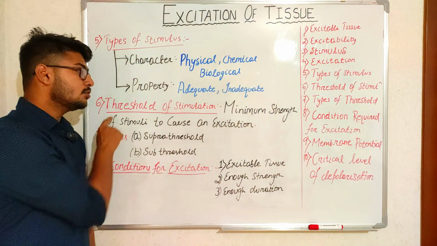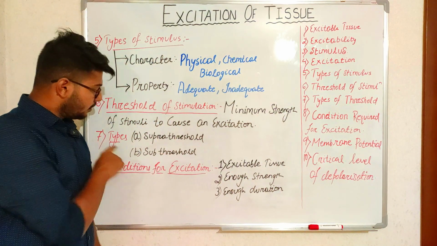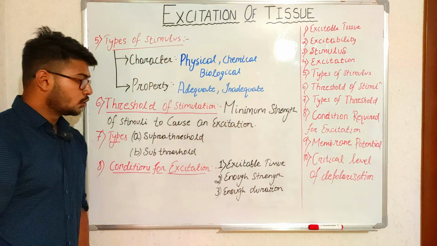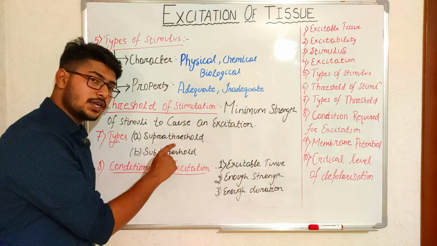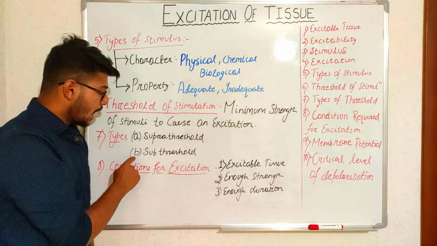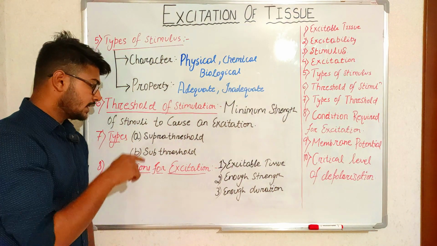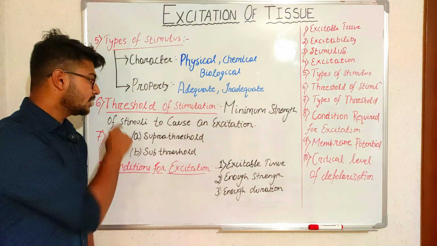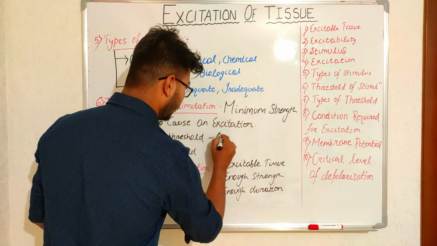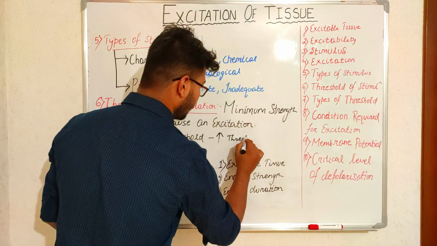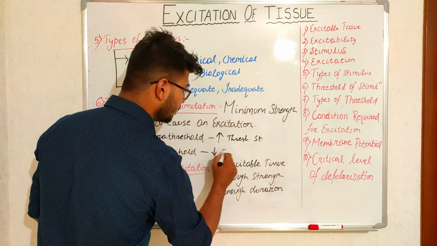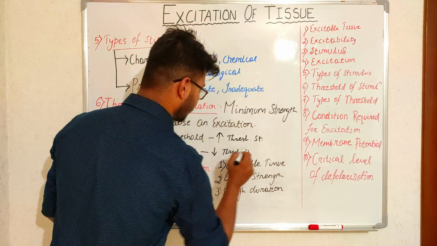Okay, then what are the types of threshold of stimulation? Listen, if the energy or the strength of the stimuli is present, then there are two more types of threshold. Supra threshold is higher than the minimum threshold of stimulation, so the strength will be greater. In sub threshold, the energy or the strength will be less than the threshold of stimulation. It's simple: in supra threshold the strength is greater than the threshold strength, and in sub threshold the strength is less than the threshold strength.